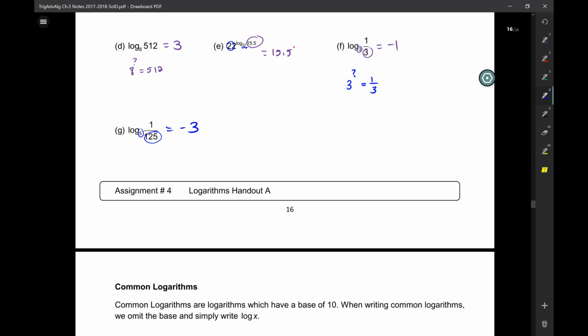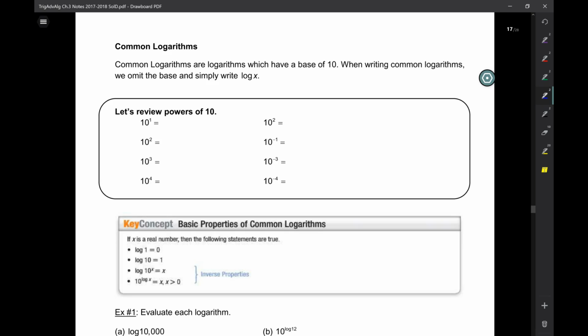Okay, so what we're going to do is this. We're going to talk about common logarithms now. So we talked about logarithms, and you saw that a logarithm can have any number as a base, right? The most common base for a logarithm is base 10, right? So those are called common logarithms. Those are just logarithms with a base of 10. Now, it's so common, in fact, that if a logarithm has a base of 10, we don't even write the 10, we just omit it.